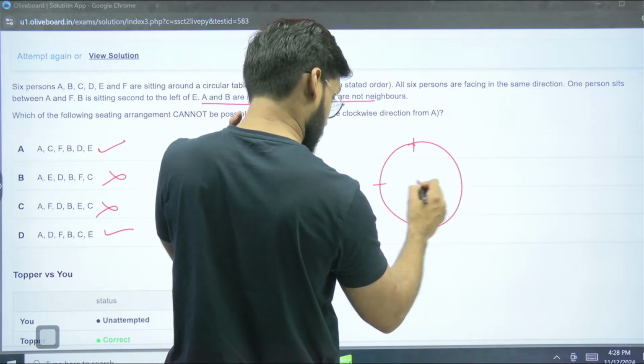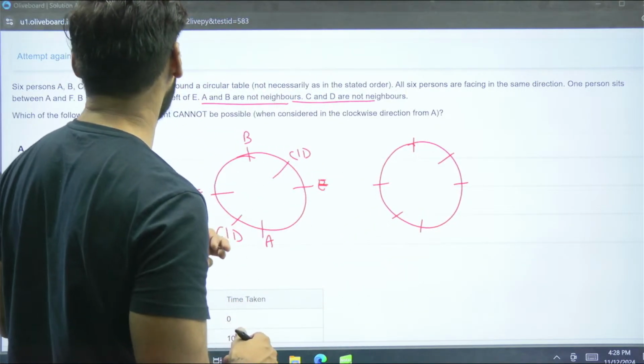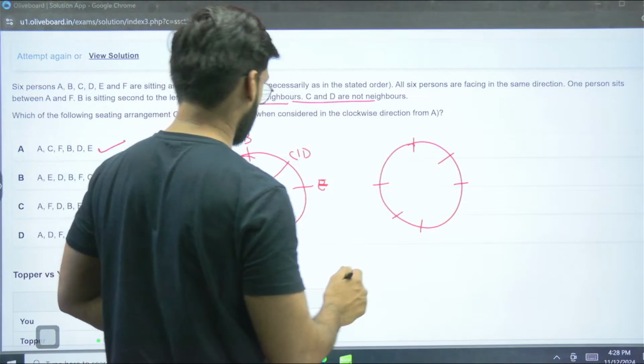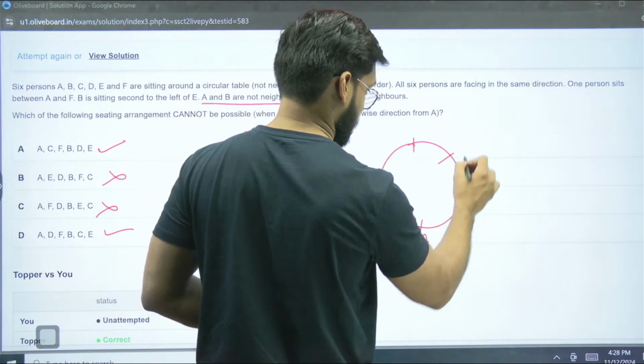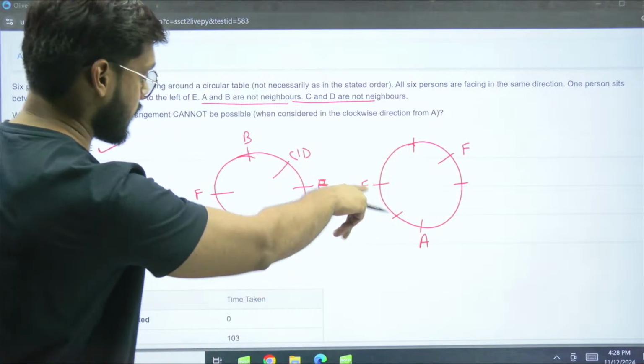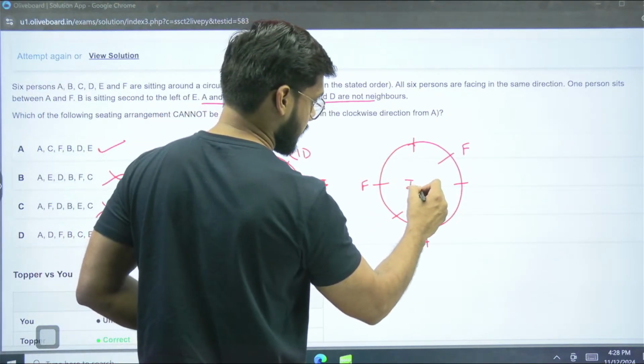One, two, three, four, five, six. Let's draw it from the inside as well one more time. Only one person is sitting between A and F. So AF or FA, in both positions AF can come if we are facing inside. This was according to the outside, and let's make it according to the inside.